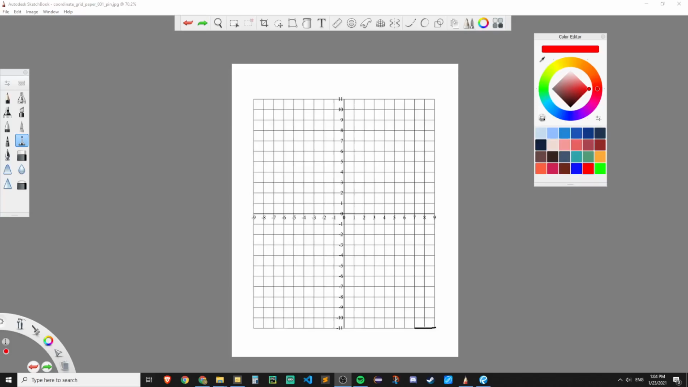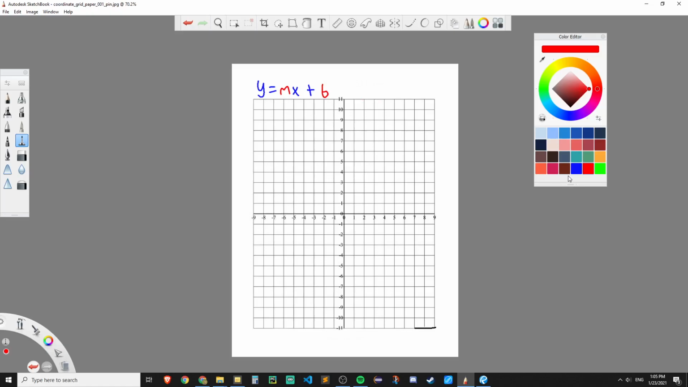Okay, so welcome back everybody, and today we're going to be talking about lines, slope, and how these two are useful in the real world. So the equation for finding a line is y is equal to mx plus b.